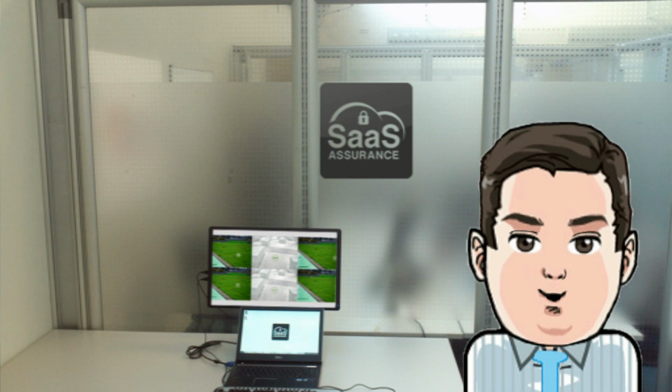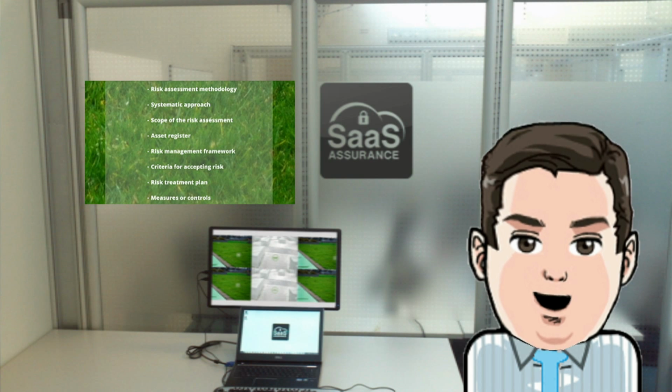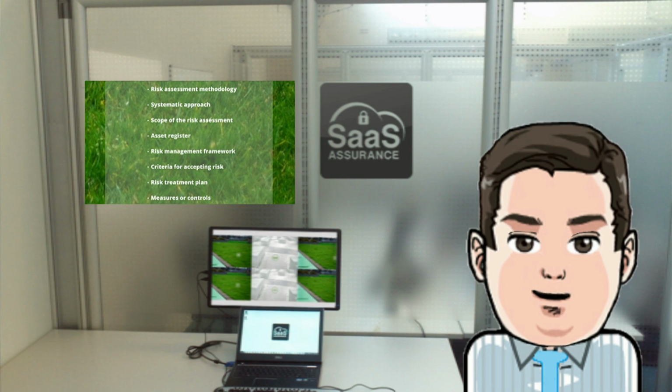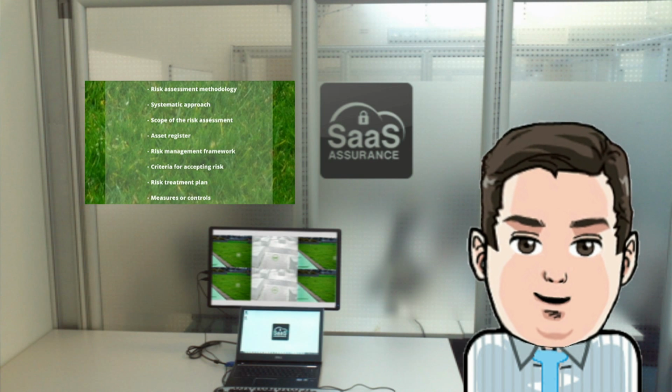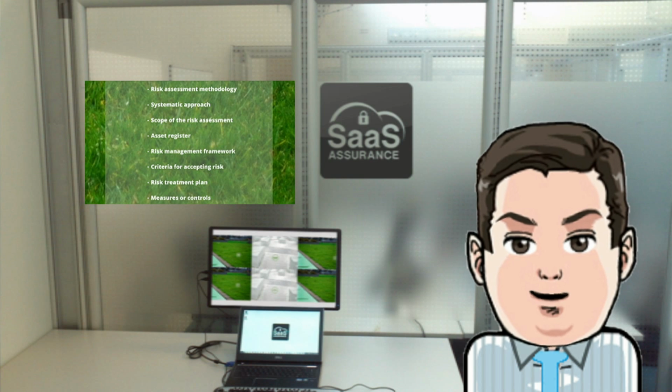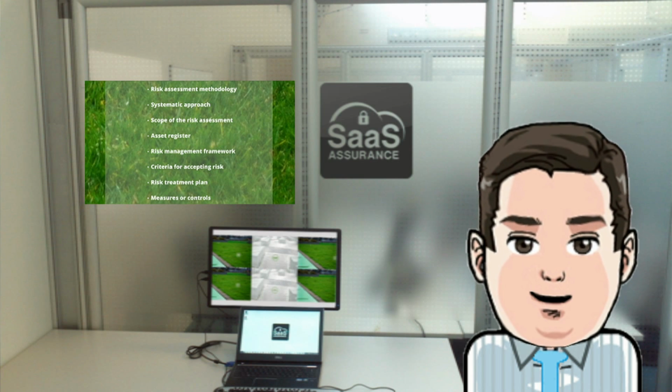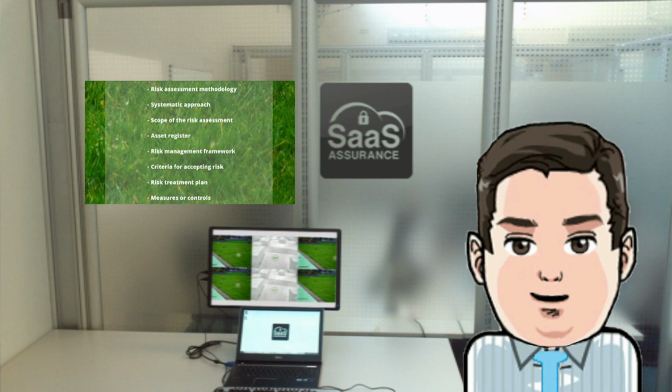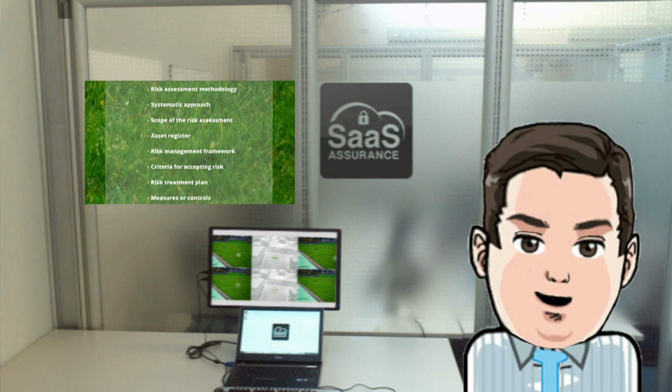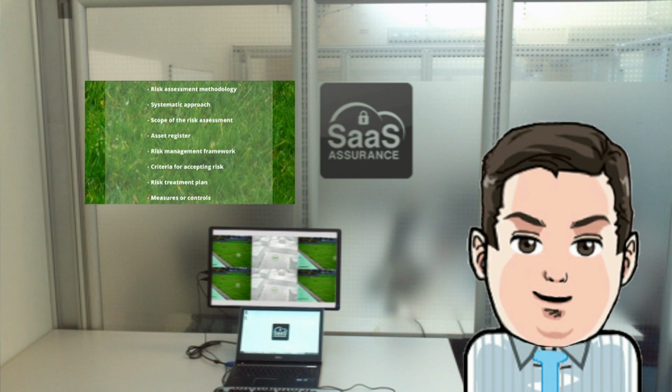A successful risk assessment contains the following: a risk assessment methodology, a systematic approach, a scope of the risk assessment, asset register, risk management framework, criteria for accepting risks, risk treatment plan, measures or controls, and sign-off from the board.